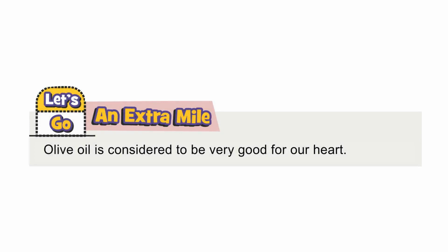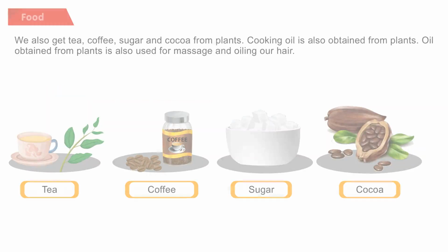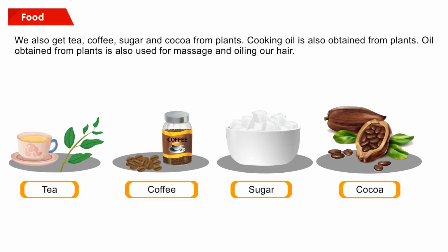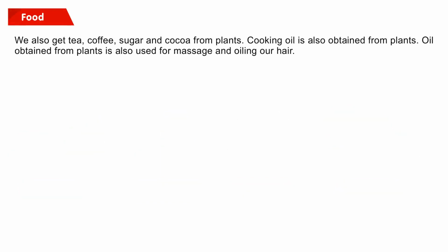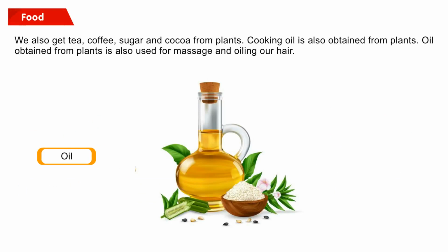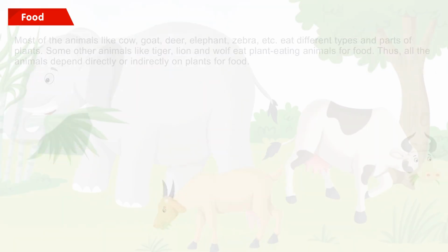Let's go an extra mile. Olive oil is considered to be very good for our heart. We also get tea, coffee, sugar, and cocoa from plants. Cooking oil is also obtained from plants. Oil obtained from plants is also used for massage and oiling our hair.